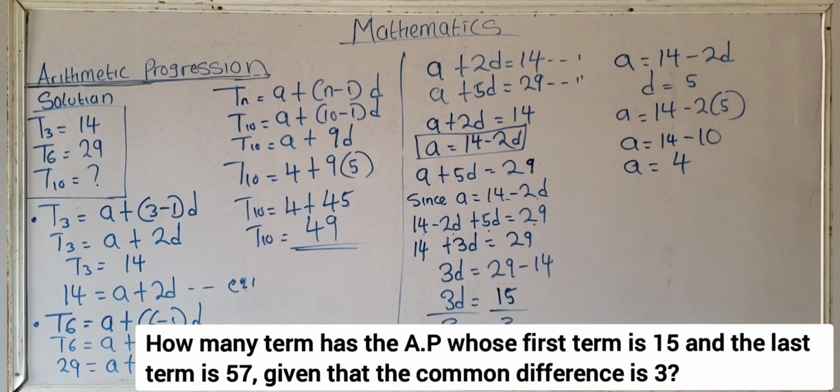How many terms has the AP whose first term is 15 and the last term is 57, given that the common difference is 3? Look at that question.